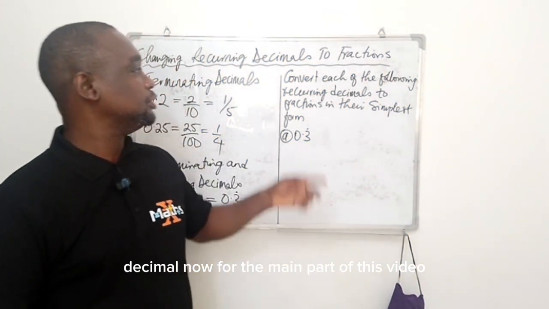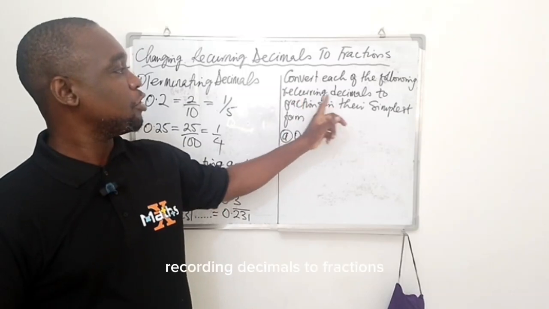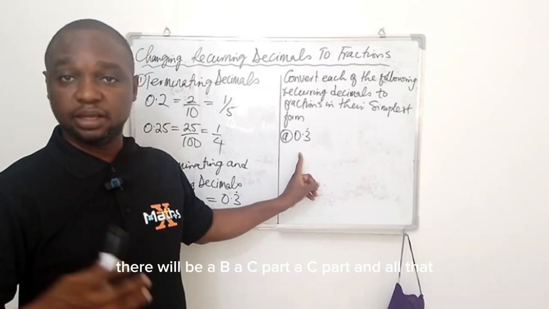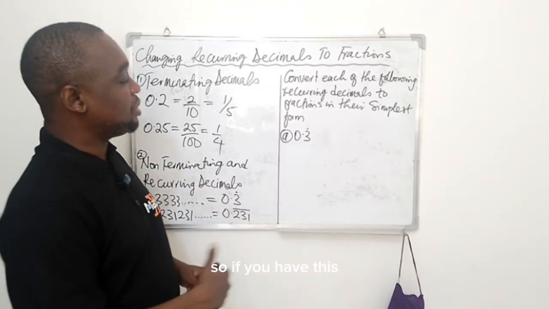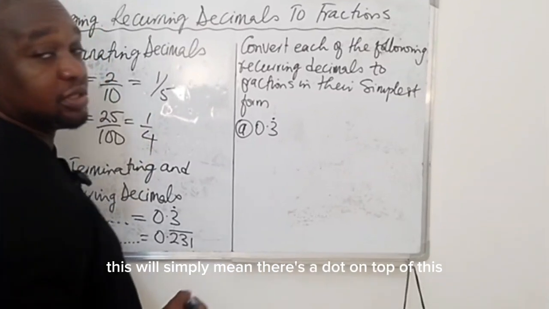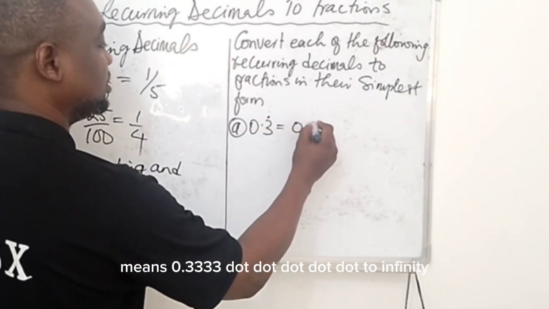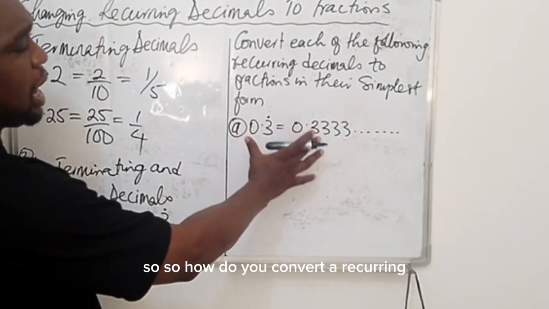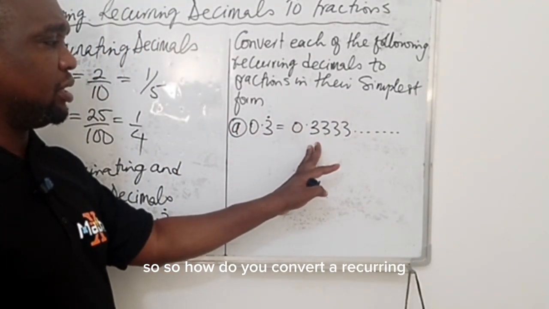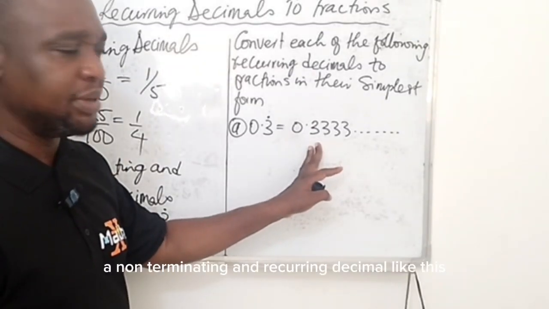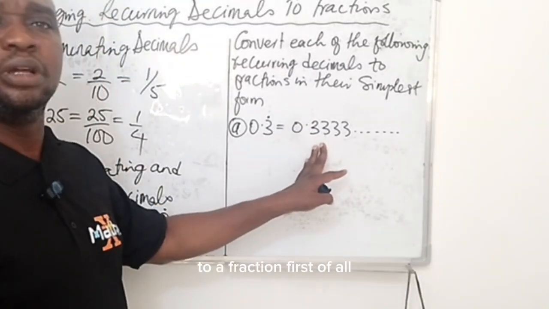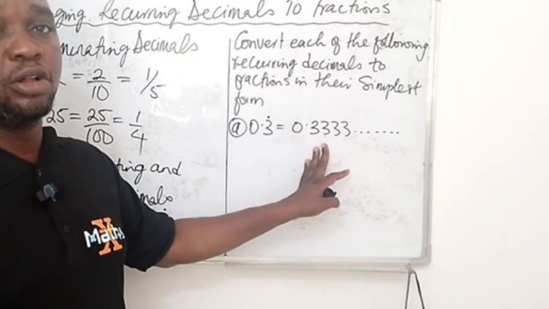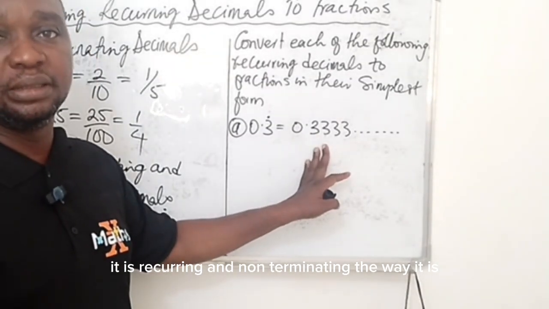Now, for the main part of this video, convert each of the following recurring decimals to fractions in their simplest form. This is the A part. There will be a B, a C part, and so on. So if you have this, it simply means there's a dot on top, as you can see. This simply means 0.3333 dot till infinity. So how do you convert a non-terminating and recurring decimal like this to a fraction? First of all, we should know that this number is still rational, though it is recurring and non-terminating.